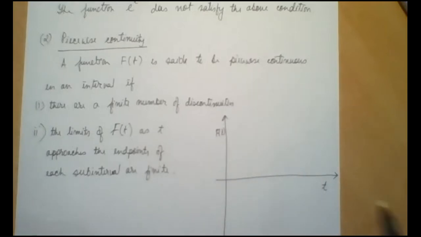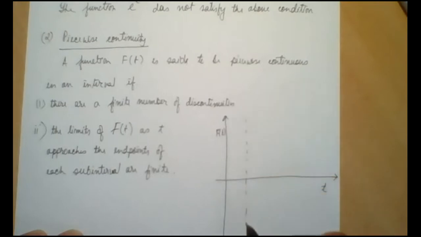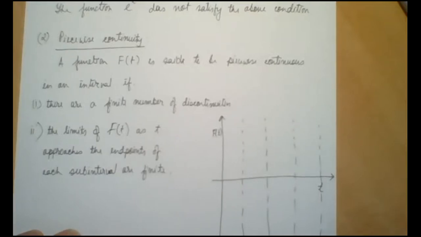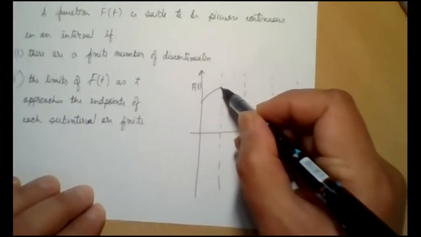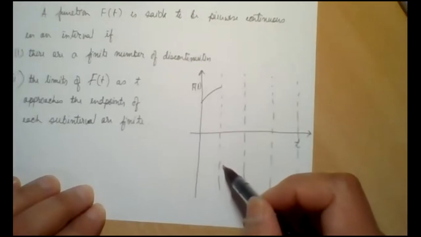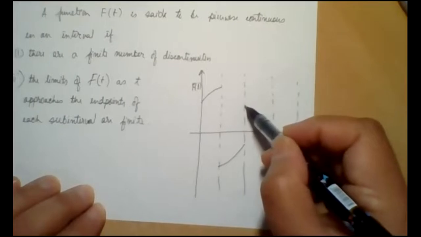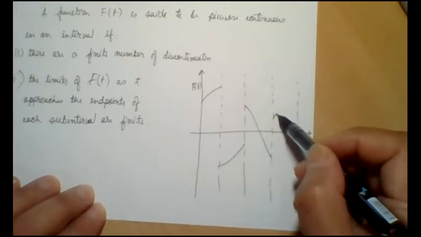So let us consider a function. Let me draw some intervals first. The function is said to be piecewise continuous if the function is something like this. In this subinterval, it is like this. In the next subinterval, it may be like this. Okay. And then in the next subinterval, it may be like this. Then in the next subinterval, it can become like this.